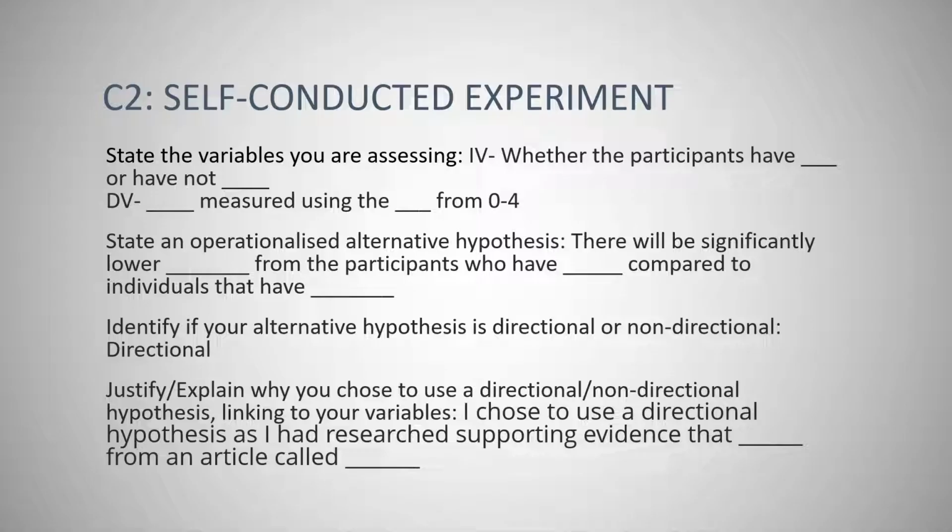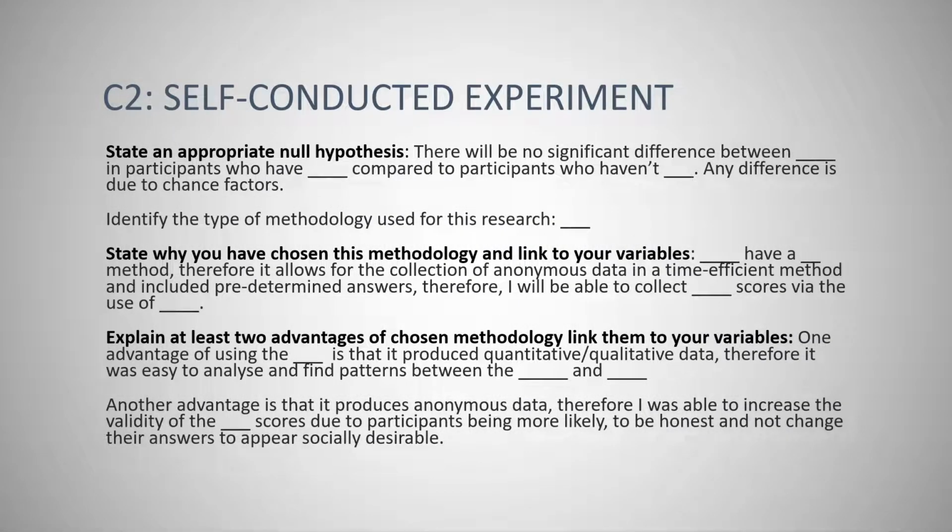So justify or explain why you chose to use a directional or non-directional hypothesis, and link it to your variables. So I chose to use a directional hypothesis as I had research supporting evidence that suggests that something from an article that was named something from whatever. I'd maybe justify a little bit more, to be honest. I don't think that sentence is entirely adequate, but it's cool.